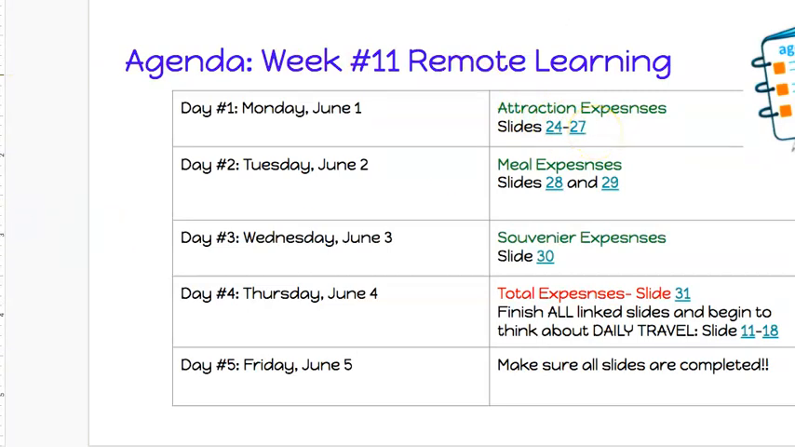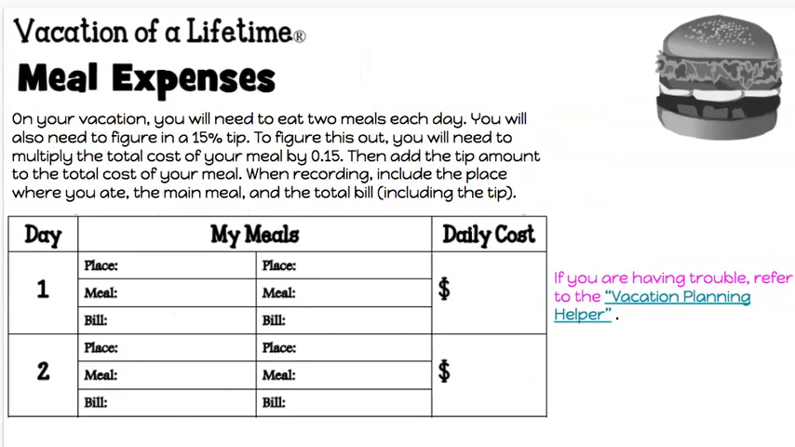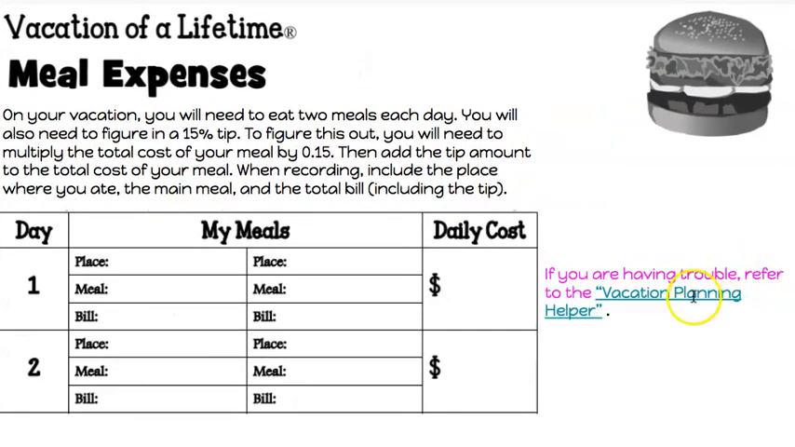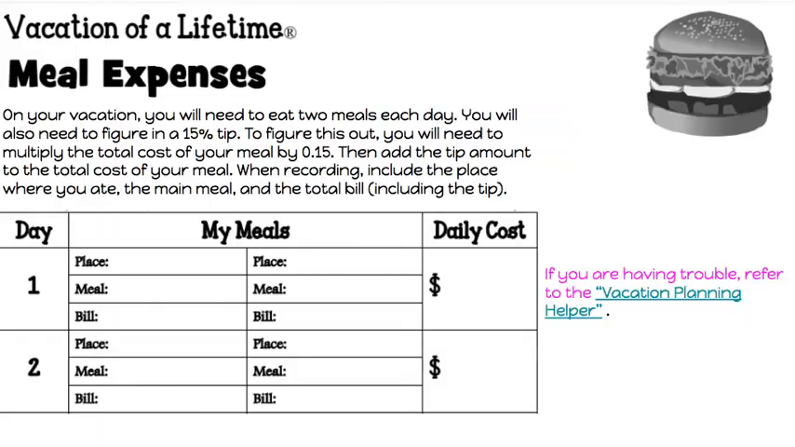On Tuesday, you are going to calculate your meal expenses. Now, if you do not want to look up individual restaurants, you can click on this vacation planner and it will tell you the average meal cost. So a fast food restaurant is between $5 and $8. A sit-down restaurant is between $8 and $15, buffet $12 and $20, and a fancy restaurant $20 to $30. So you could use that. You do not have to look up individual restaurants.